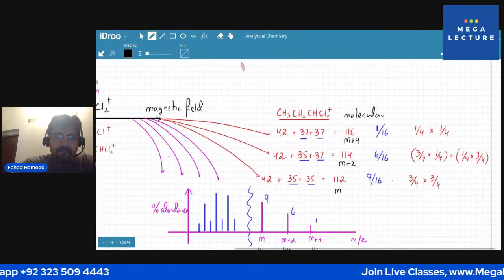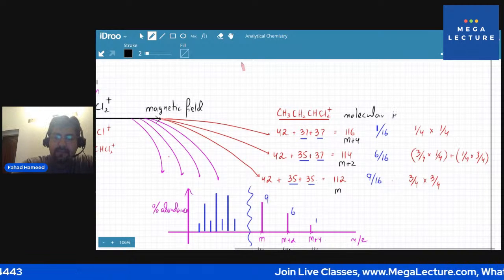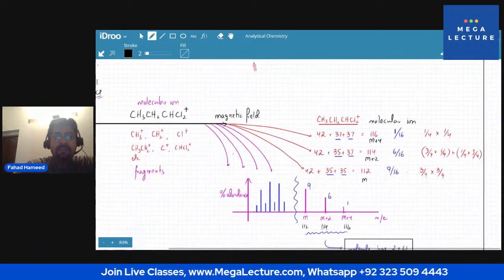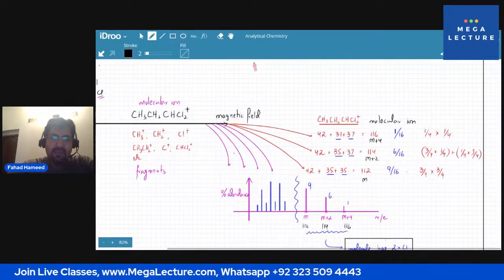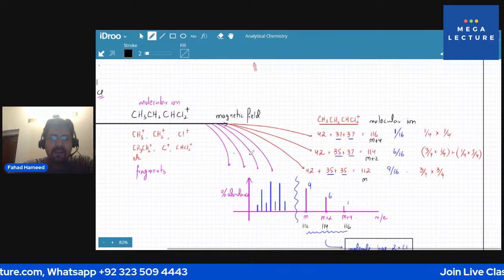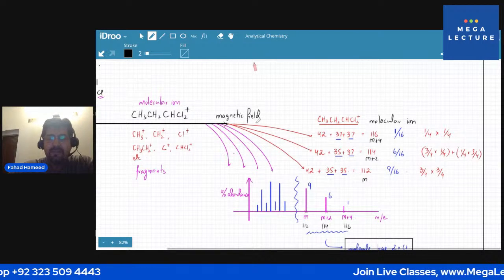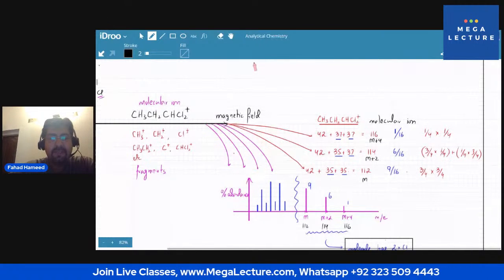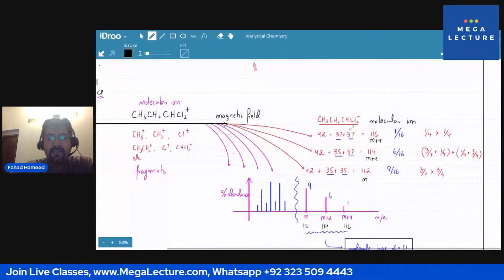So when they get deflected, now again the focus is on this molecular ion, the heaviest ones, the ones that are going to be least deflected. Now, since the molecule has 2 Cls, we don't care about the fragments. The fragments are the lighter ones. So I don't care about the fragments at the moment. So if I have two Cls, what's going to happen? What's going to happen is that if I have two Cls, the molecular ion will have three different masses.